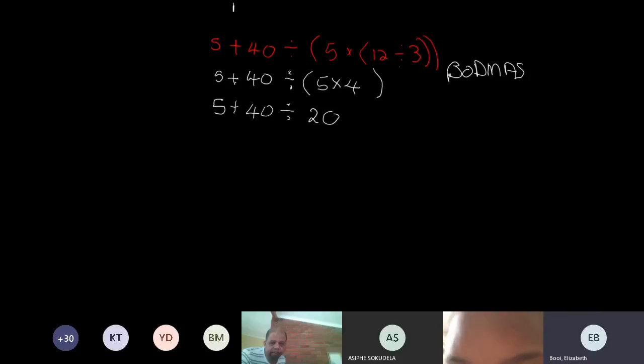We go back and consult our Bottommost rule, because now I'm left with addition and division. Division comes before addition, so I must do division first. 40 divided by 20 is equals to 2. Therefore, it must always have the equal sign, because this is equal, equal, equal. 5 plus 2 is equals to 7. And that's how you apply the Bottommost rule.